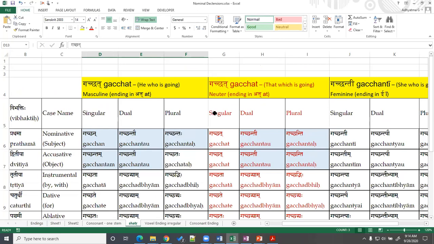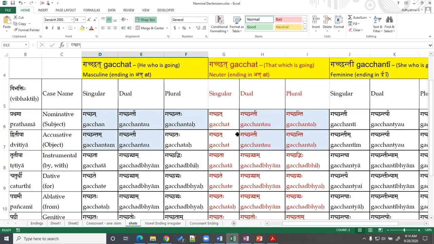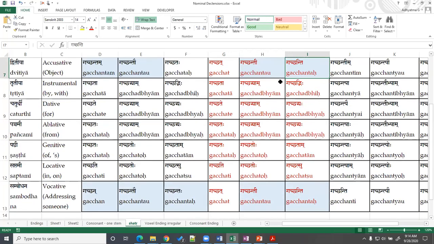Gachat, if you take the same thing in neuter, so that which is going, that means a neuter thing which is going. Then the only difference is in these 4 forms: gachanti, gachat, gachanti, gachanti, gachat, gachanti, gachanti. And all other forms are exactly the same as masculine forms.